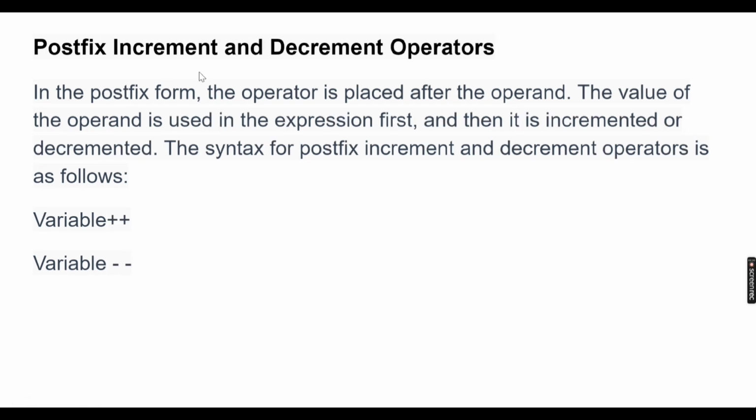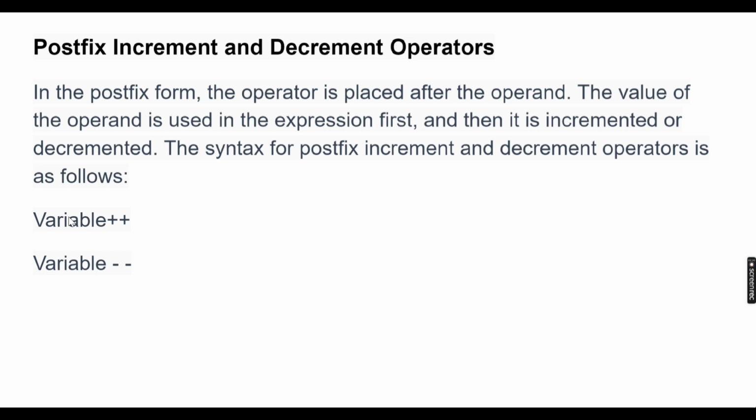In postfix increment and decrement operator, the operator is placed after the operand. First we write the variable name and then we provide the operator, which is increment here, and in this case decrement. The value of the operand is used in the expression first, and then it is incremented or decremented. So in prefix, first the value is incremented or decremented and then used in the expression. But in postfix, the value is used in the expression first, and then it is incremented or decremented.